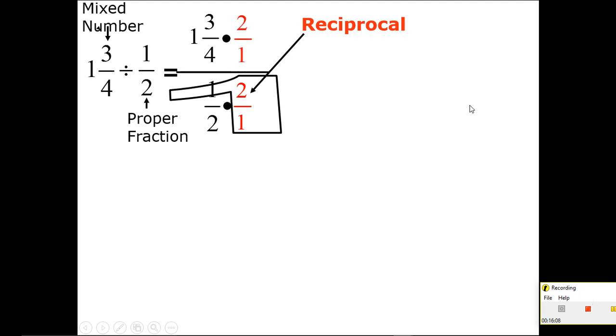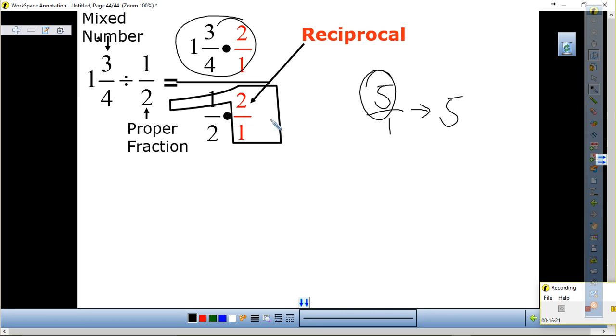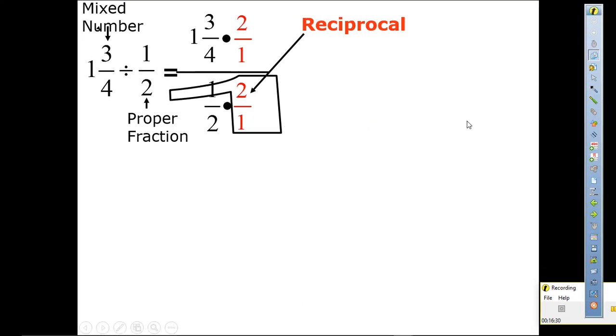So now that we have that, what is 5 divided by 1? Let me repeat that. What is this divided by 1? 5. Therefore, what is this divided by 1? This whole thing divided by 1 is that. Do you agree with that? And notice, look what happened. Keep, change.